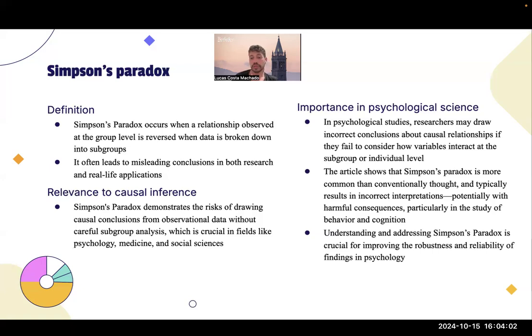And also in this article, we are going to discuss how better understanding and addressing Simpson's paradox is crucial for improving the robustness and reliability of findings in psychology.